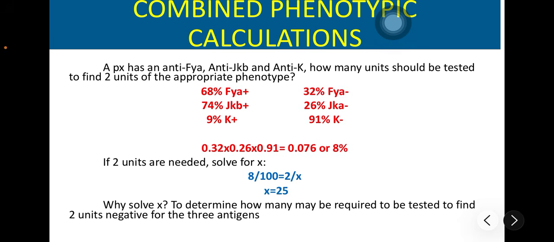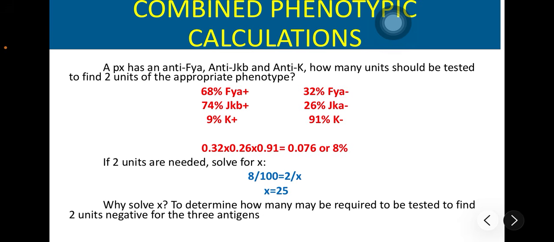So how many units should be tested to find the 2 units of the appropriate phenotype? Then let's solve for the x. So 8 over 100 is equal to 2 over x. Then cross multiply, 8x is equal to 200. 8x over 8 is equal to 200 over 8. So you need to divide both sides by 8 to get the x. Then x would give you 25.